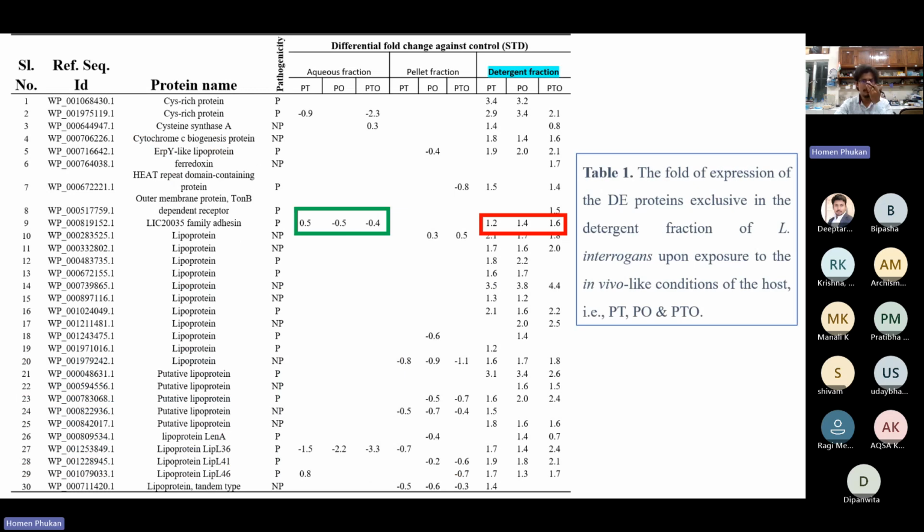As you can see in the table itself, these detergent fractions and aqueous fractions. So these proteins were significantly upregulated during these particular treatments, but at the same time, these proteins were significantly downregulated in the cytoplasm, and it can be found for other proteins also.